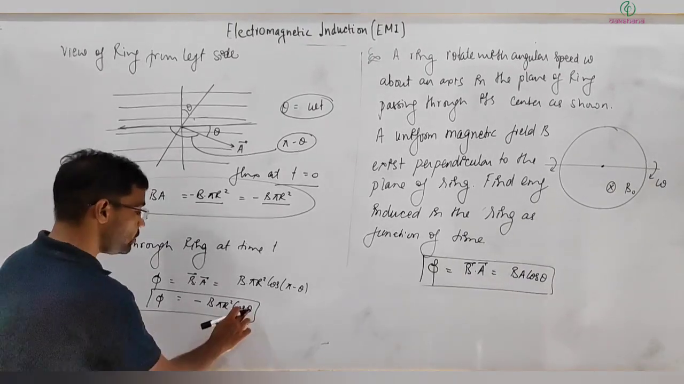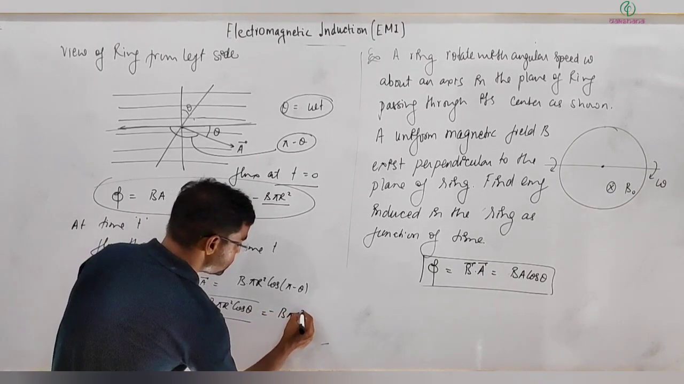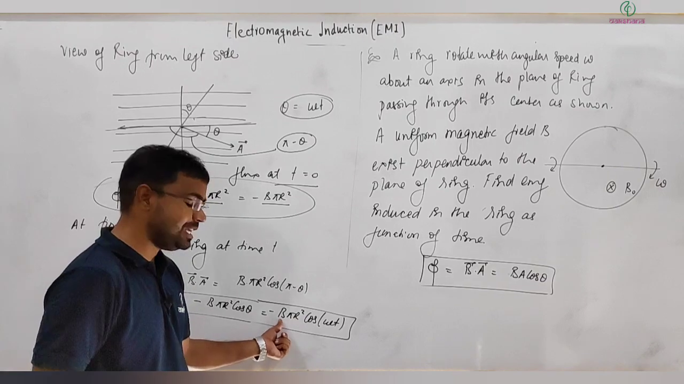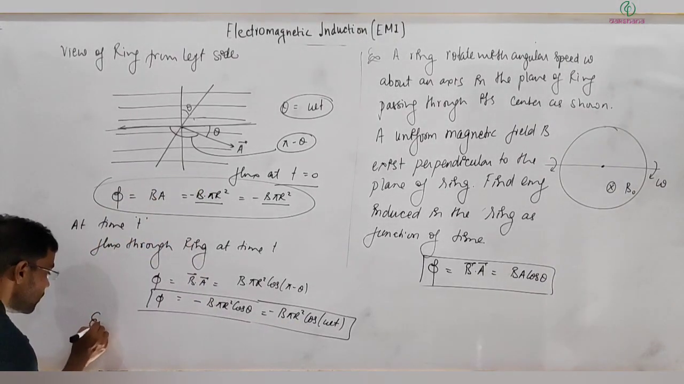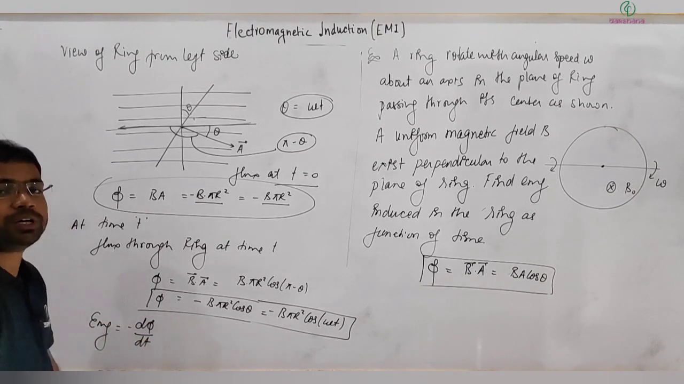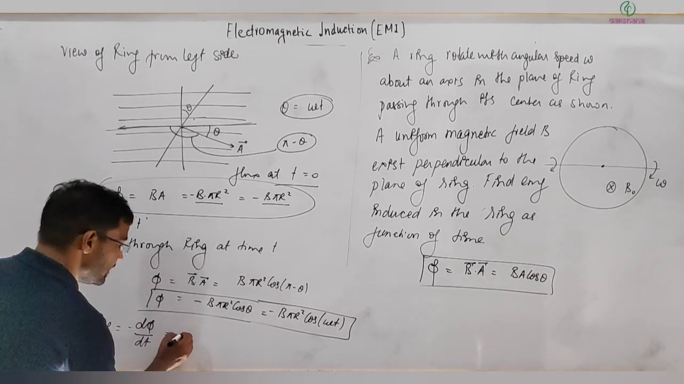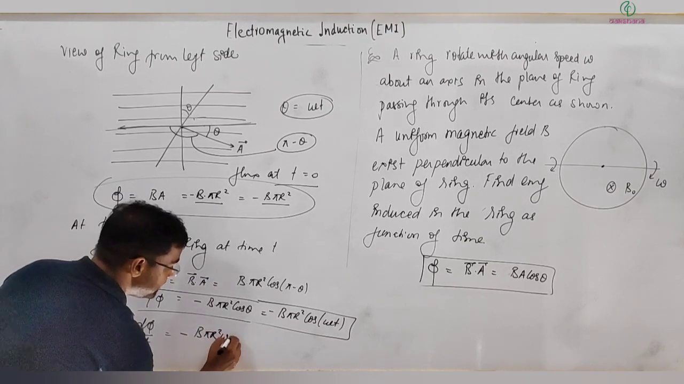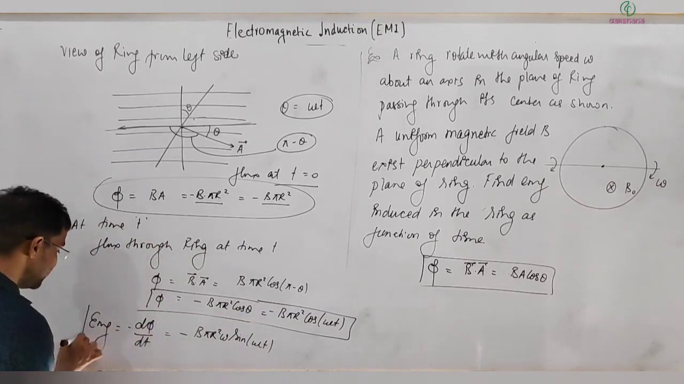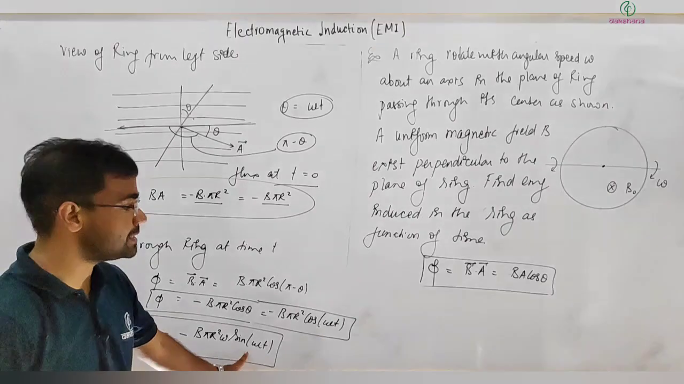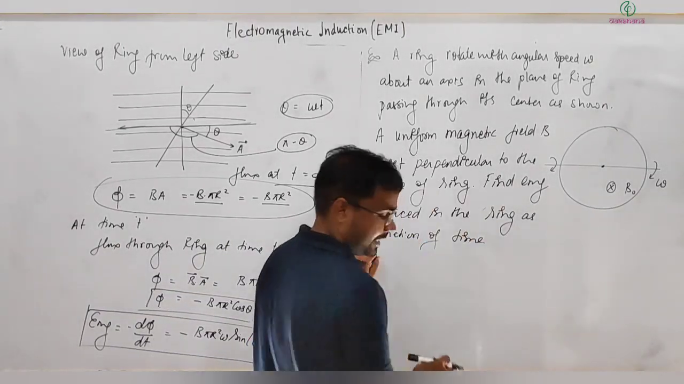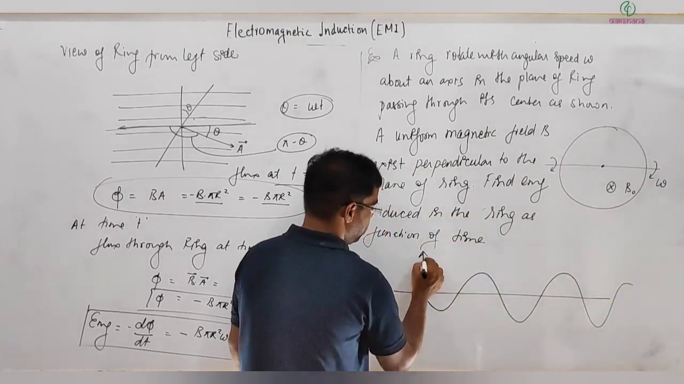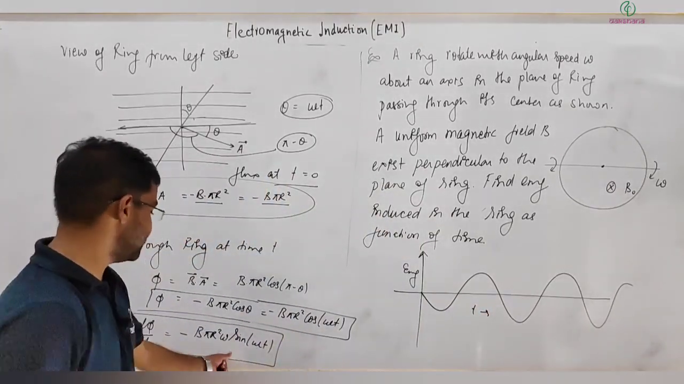Clear? And theta is omega into t, so phi is minus B pi r square into cos of omega t. Now you can see pi r square is not changing, B is not changing, omega t is changing. If I differentiate it, the induced EMF is equal to minus d phi by dt. Here I am more interested in magnitude, and that comes out to be B pi r square omega into sin of omega t. So it is a sinusoidal EMF, meaning the induced EMF changes with time. At t equal to 0 it starts like this. This is the EMF versus time graph, and this is the expression. I hope you are understanding.